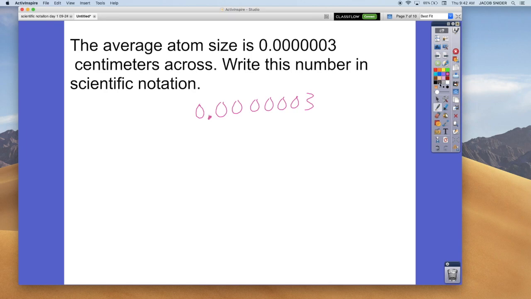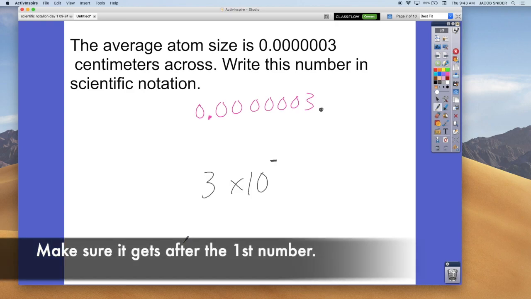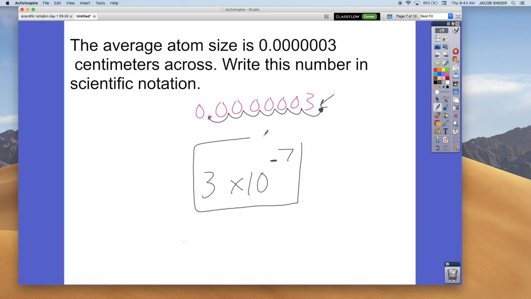Now I want to write this in scientific notation. There's my decimal. I need it to go out here. So my new number is going to be 3 times 10. I already know it's going to be negative something. If you want to throw that up there first, go for it. Now let's count over. How many spots would I move it? 1, 2, 3, 4, 5, 6, 7. Make sure you get it all the way out here. It has to go after the first number. So 3 times 10 to the negative 7th power. Okay?